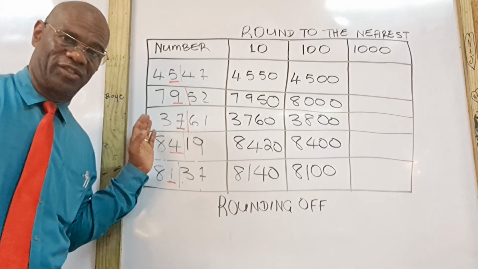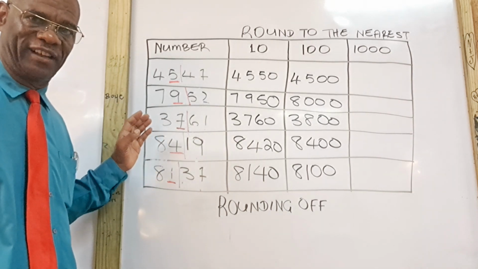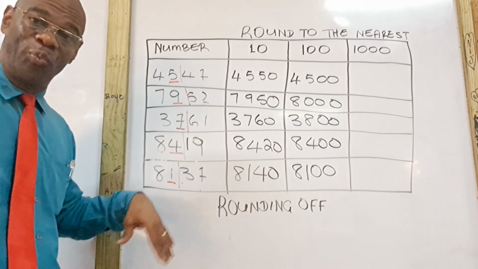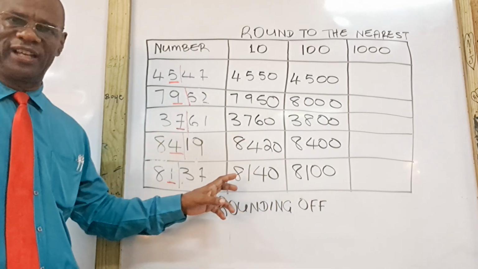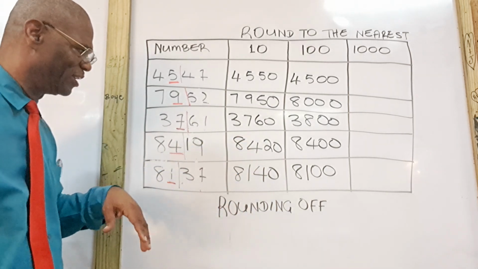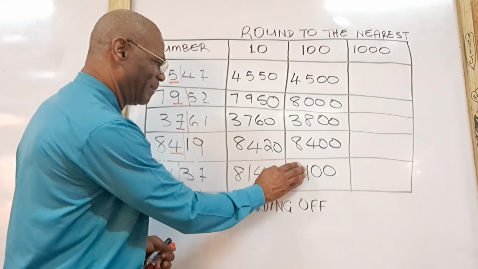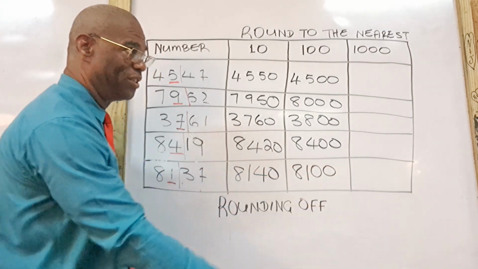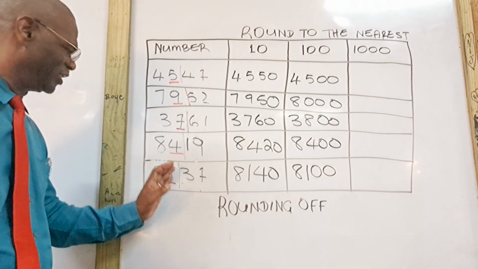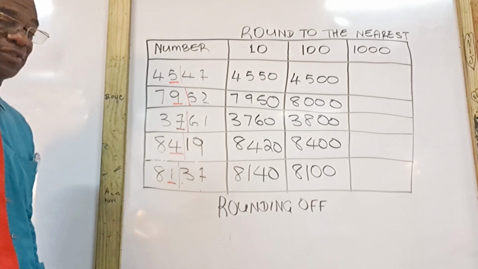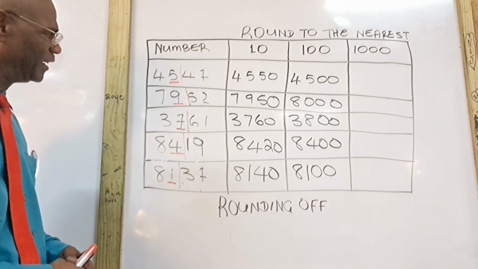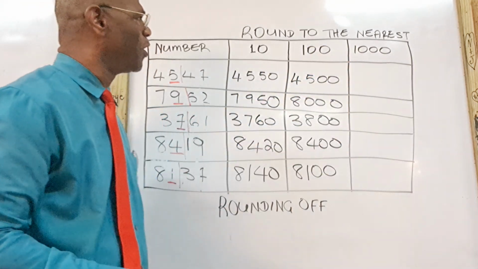Notice that even though we are rounding the numbers to the nearest 100, we cannot ignore the numbers to the left of it. After the digit in the hundreds place, we have to rewrite that as well, or else it's going to change the value of the number. I couldn't just write 100 there, because the number is 8,137.